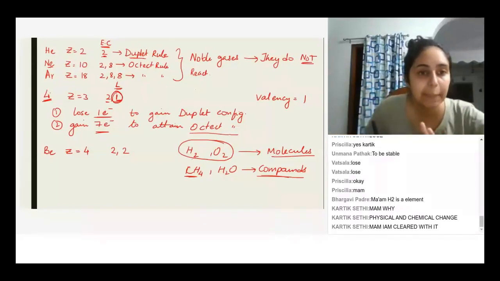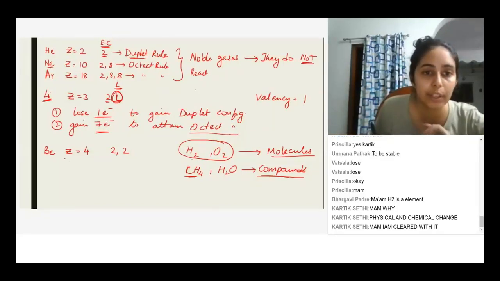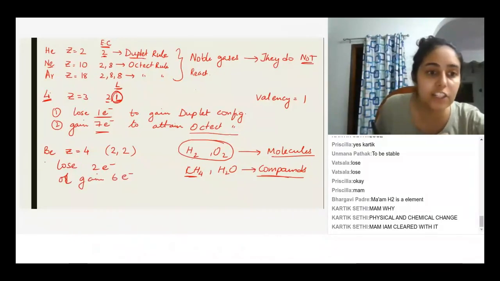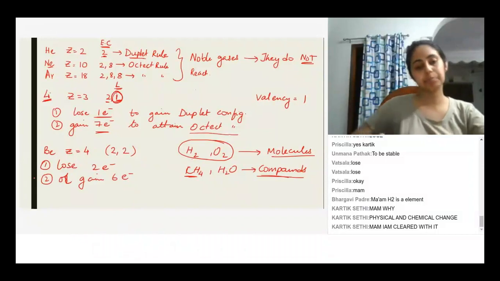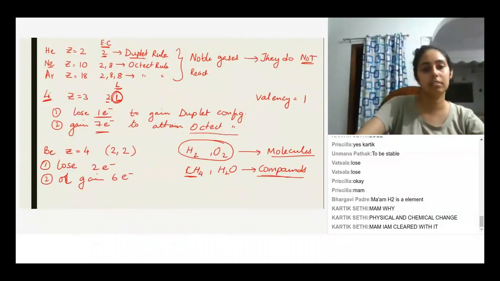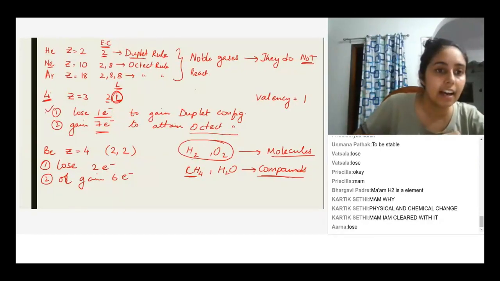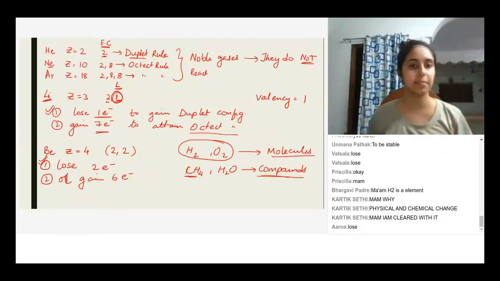Yeah, so beryllium has electronic configuration 2,2. Now in order for beryllium to be stable, it has to either lose 2 electrons or gain 6 electrons. Which option is easier? Lose 2 electrons. Very good. So in both these cases, the first option is easier, right?